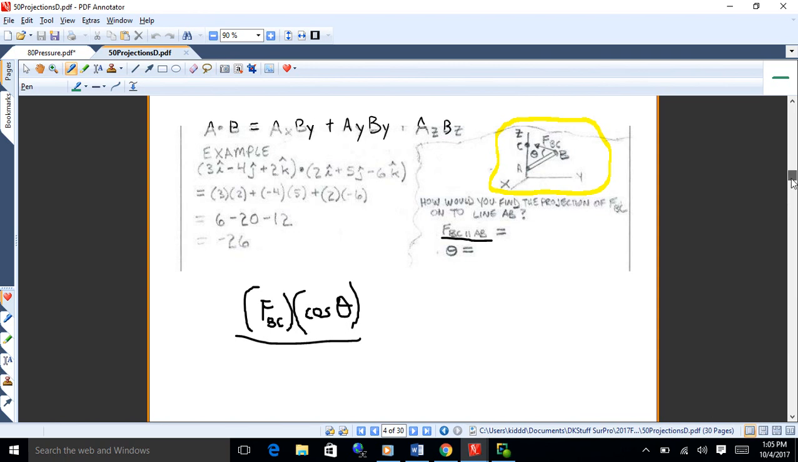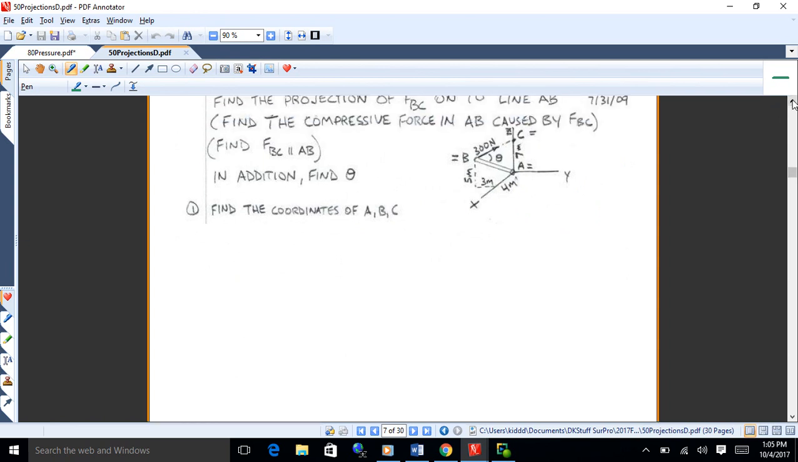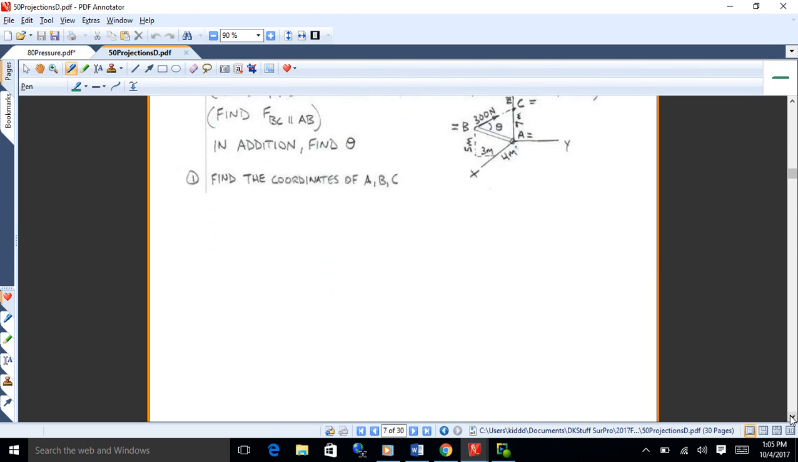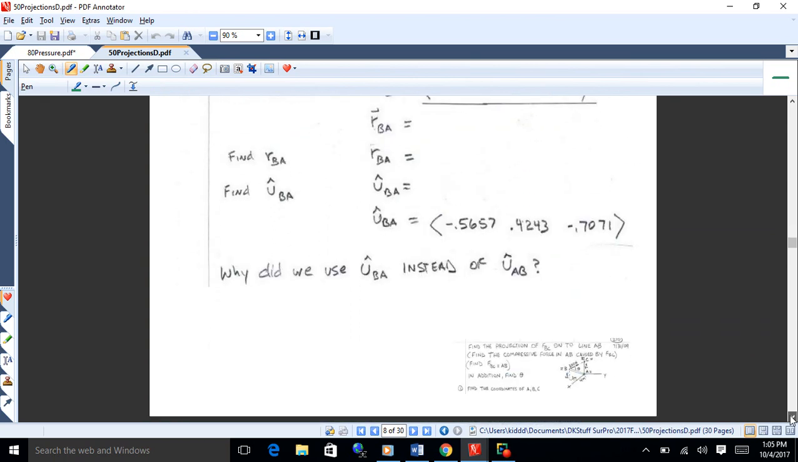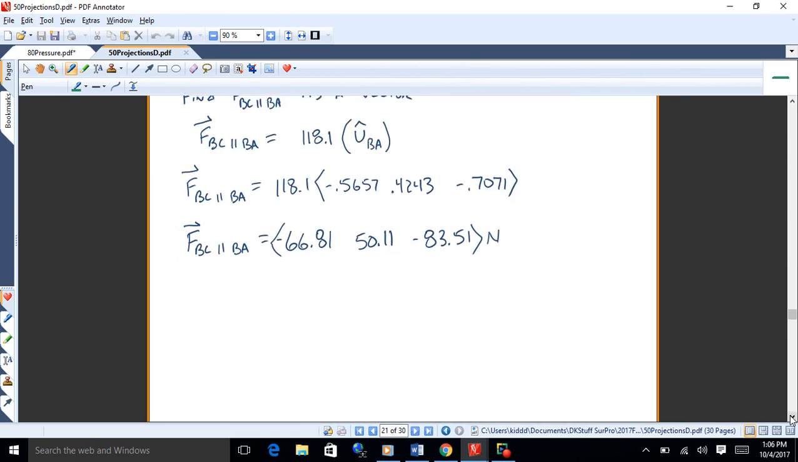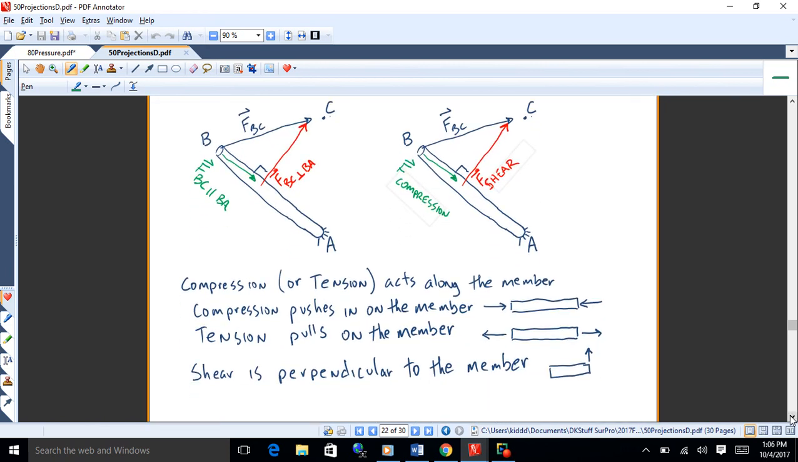The bottom line here is that to get a projection of a force onto a line, you take the dot product of the force and the unit vector for the line. The reason that we do this in engineering is we often want to know what that projection is, because we often have angled forces acting on a given line.